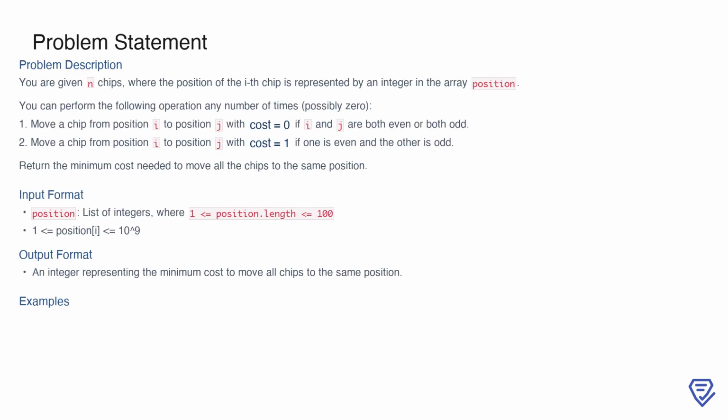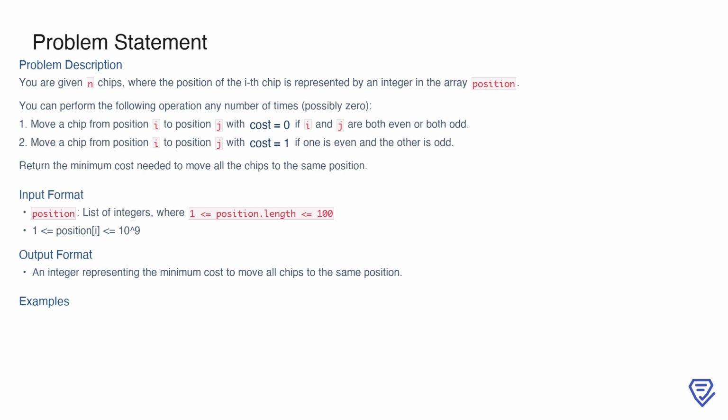In this problem, you are given an array called position, where each element represents the position of a chip on a number line. Your goal is to move all the chips to the same position while minimizing the total cost of movement. The movement rules are as follows. If you move a chip between two positions that are either both even or both odd, the cost is 0. However, if you move a chip from an even position to an odd position, or vice versa, the cost is 1. For example, moving a chip from position 2 to position 4 costs 0 because both are even, but moving a chip from position 2 to position 3 costs 1 because one is even and the other is odd.